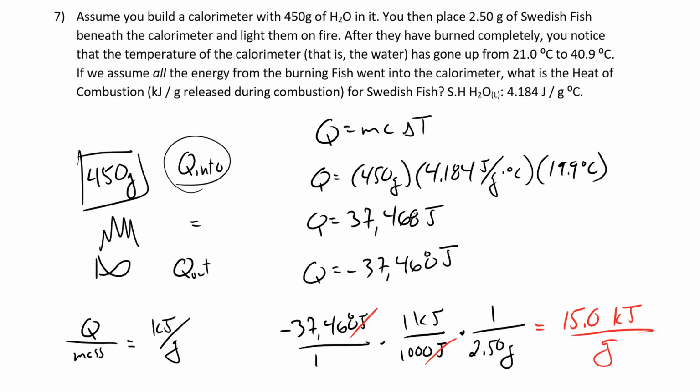Notice that Swedish fish, as delicious as they are, contain far less energy per gram than either methane or propane.